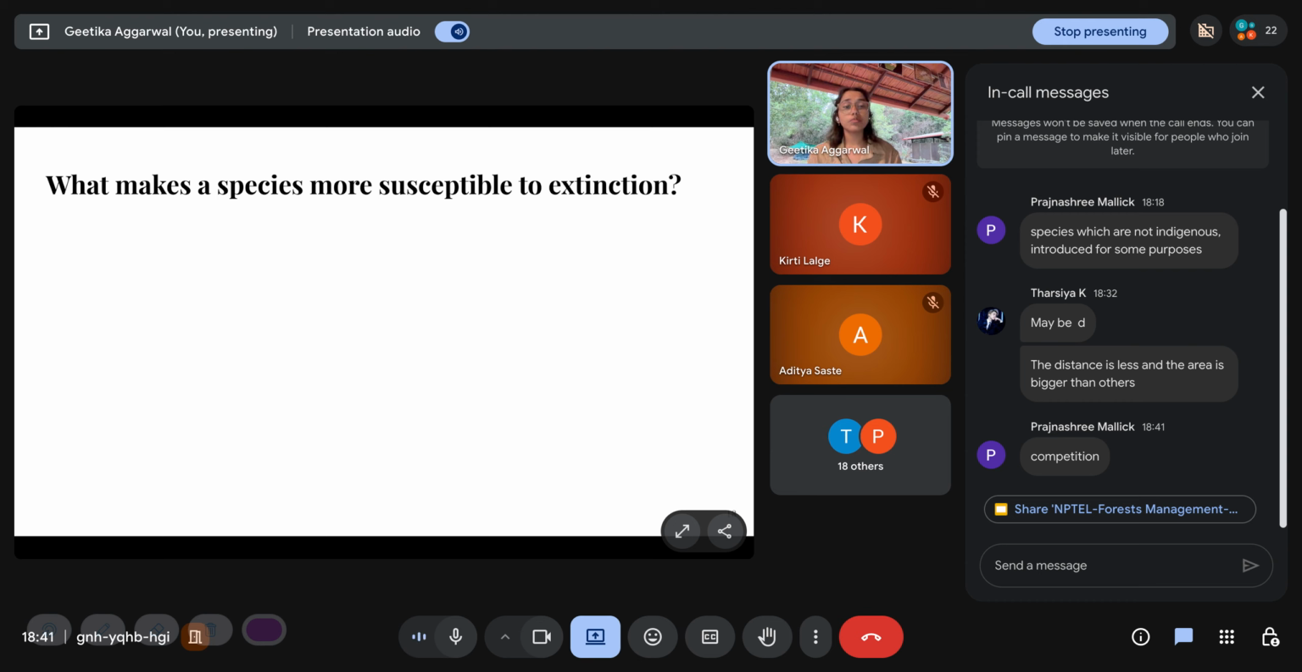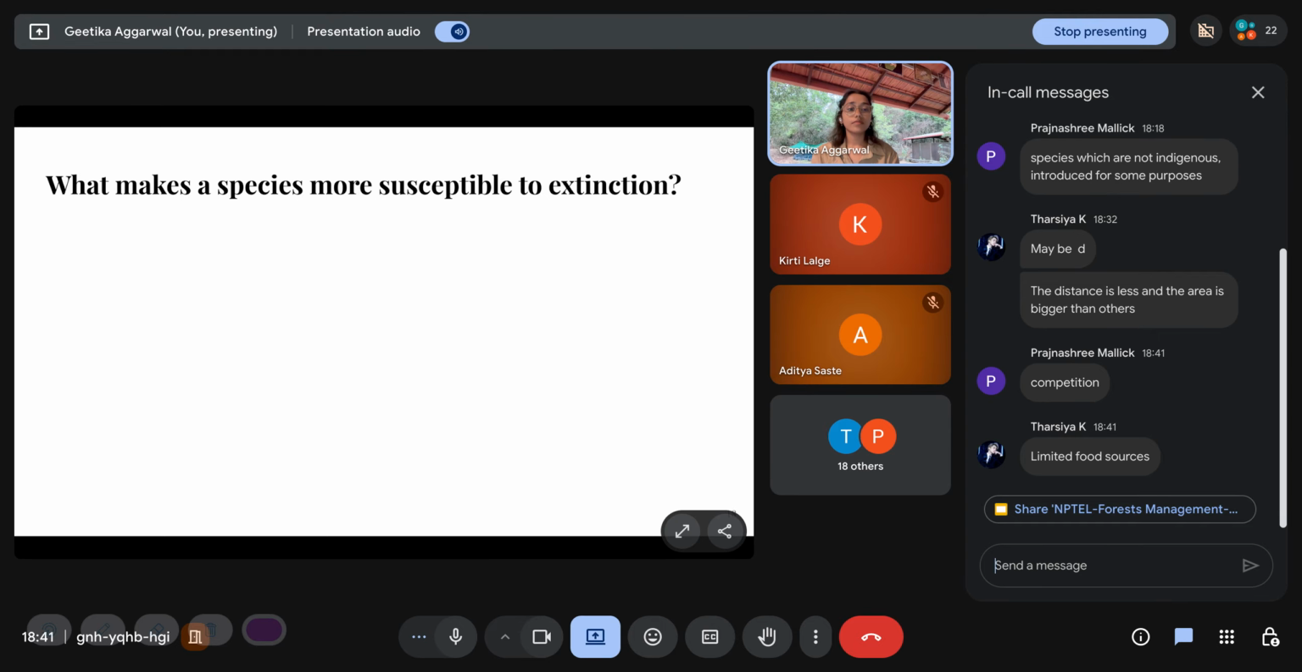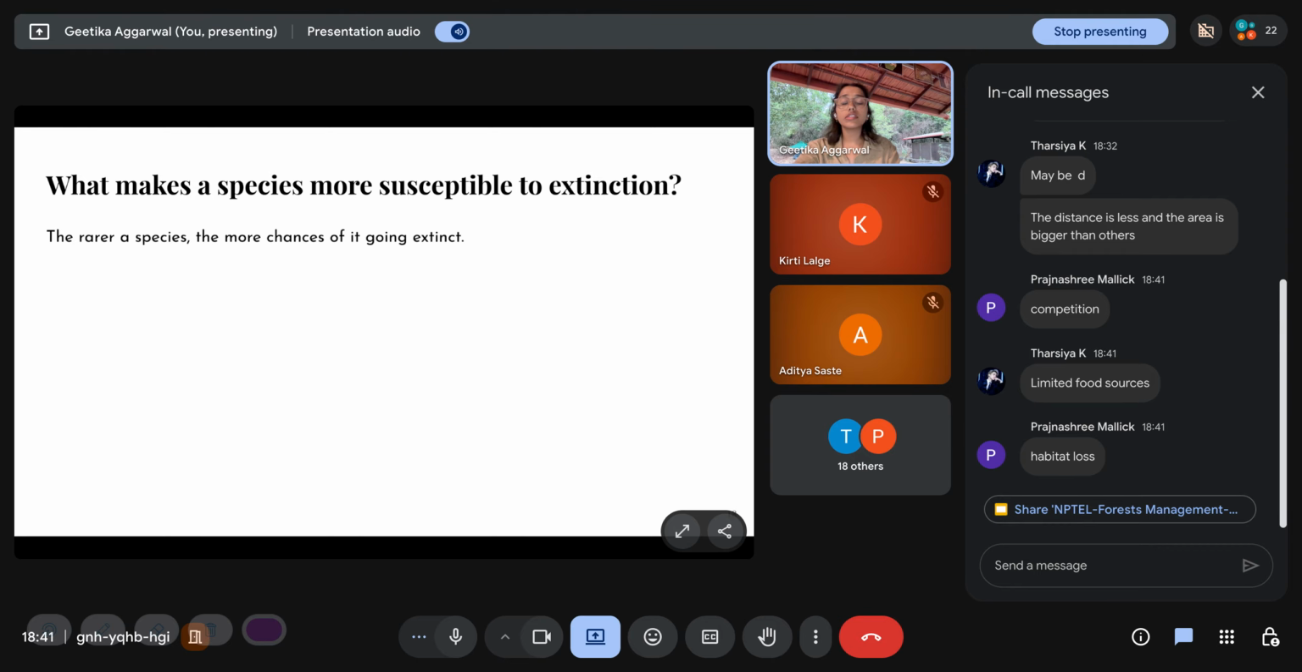So if there's competition between multiple species, and one of them is completely taken over by the other species, then that can lead to extinction of that species, right? Limited food sources, yeah. If the resources are limited, that can cause a species to go extinct. So yeah, you guys are correct. These are also some natural causes that can cause a species to go extinct. Other broader reasons can be if a species is rare, then it has more chances of going extinct.